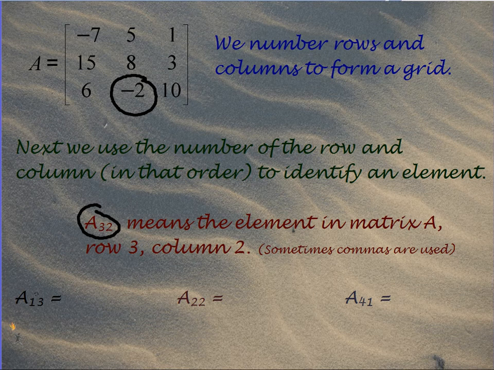So what is the element A13? 1st row, 3rd column would be 1. A22 would be 8. And A41 doesn't exist, right?